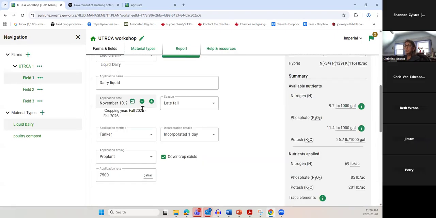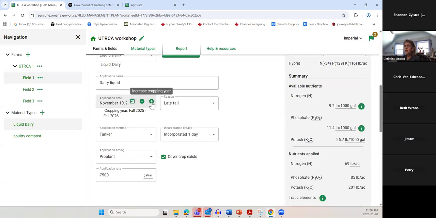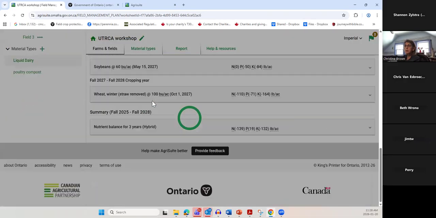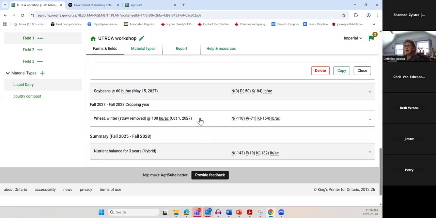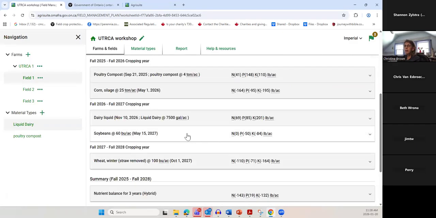Oh, so this is where dates become important. And this is also where it looks like I'm adding it the fall before. I actually wanted to add it the later fall. So I can go to plus and it increases it to the cropping year. So hopefully that worked. That was a change that was just made. Oops, I didn't want to do that.